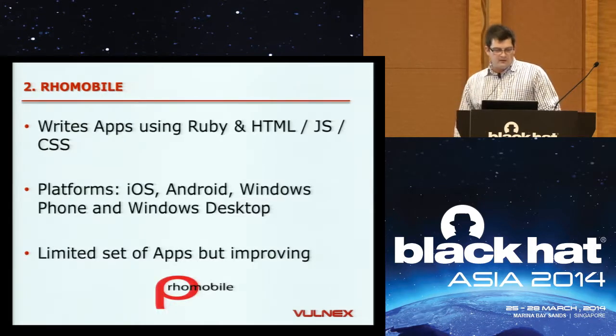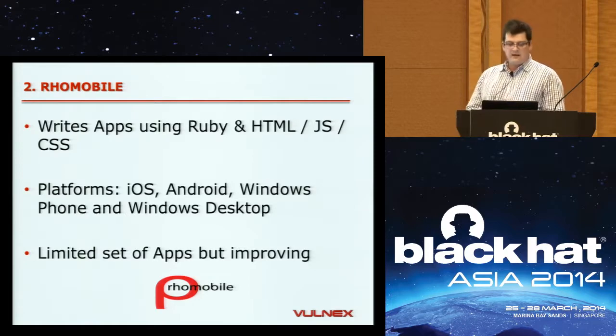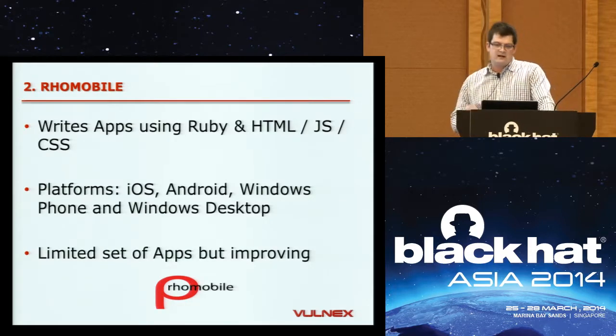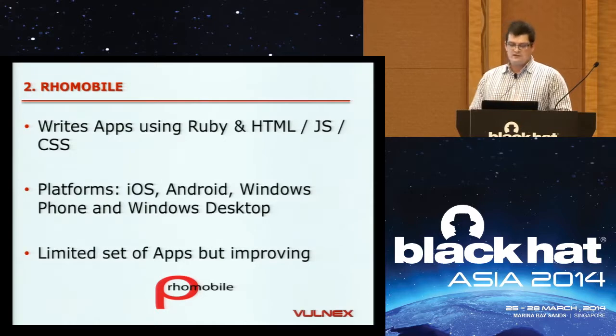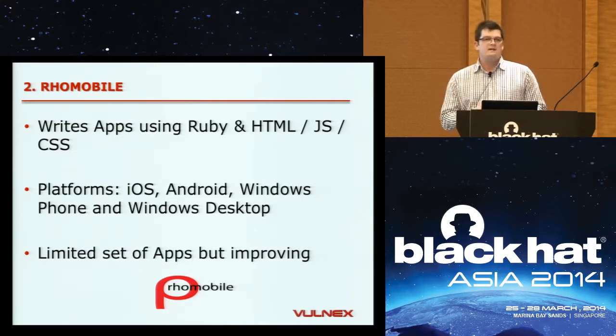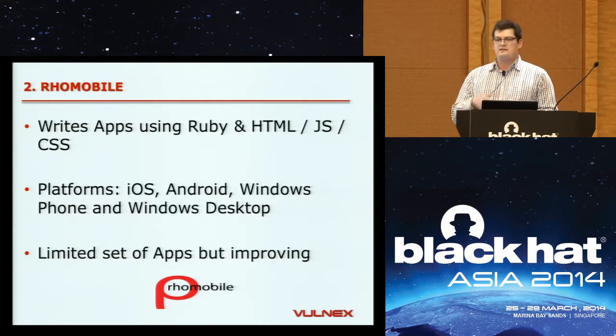So we also have RhoMobile, another framework that is becoming popular because it's supported by Motorola, so it's getting a lot of support. And here you do the same. You write web apps using Ruby, HTML, JavaScript, and Cascading Style Sheets. It's quite interesting. It also works on Android, iPhone, Windows Desktop, and Windows Phone. So it's quite nice. We can write a simple Ruby application with HTML and JavaScript, and it works on different platforms.